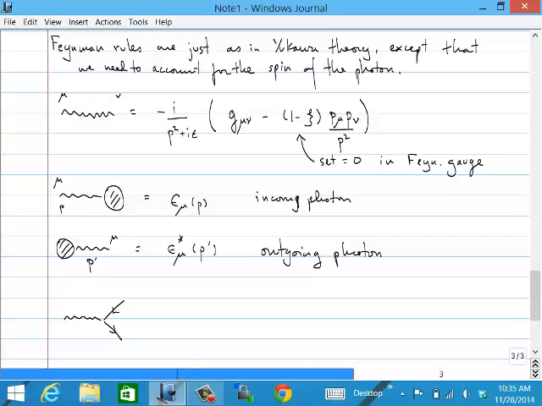But when people do other sorts of calculations, sometimes they will use, I guess it's called temporal gauge, where they set A0 equal to 0. Okay? And in that case, you only have spatial degrees of freedom for A. And that can be very useful.